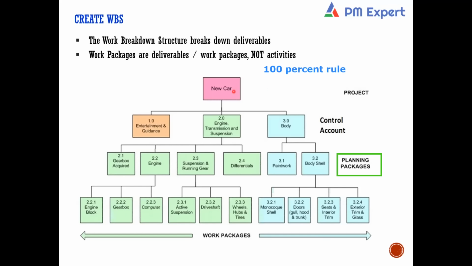They can track everything at this level. Or they can also do it like this. They can create a control account at the new car level, and they can also create control accounts at these levels: entertainment and guidance, engine, transmission and suspension, and body. And they can capture each expense at these individual levels also. Now tell me, which is the more granular way of tracking the expenses? Tracking each section individually.